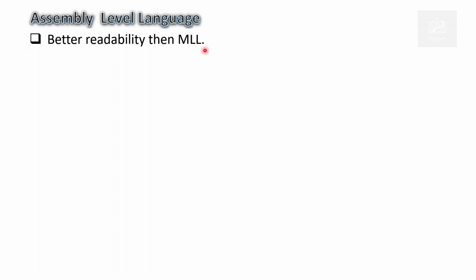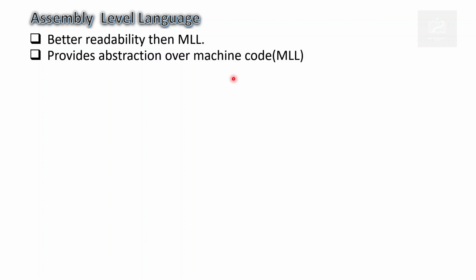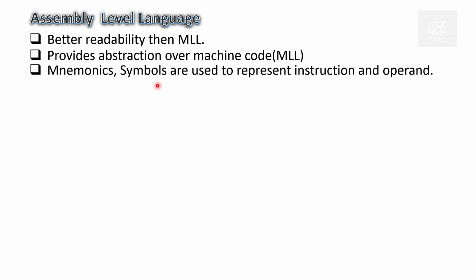Now let's understand the assembly level language. In case of assembly level language, we have some added advantage or added benefit over the machine level language. So now we have better readability than that of machine level language, and it provides better abstraction over the machine code. The assembly level language is not just raw binary information. Because it is not raw binary information, it cannot be executed directly by the machine. Why this abstraction? Because we are using mnemonics and symbols to represent instructions and operands. So this is not just binary information.